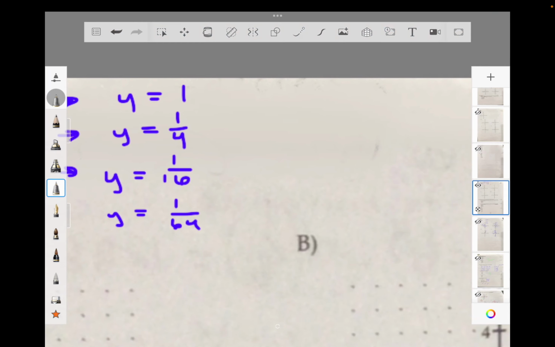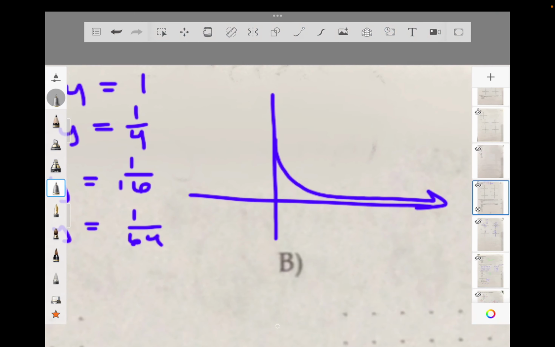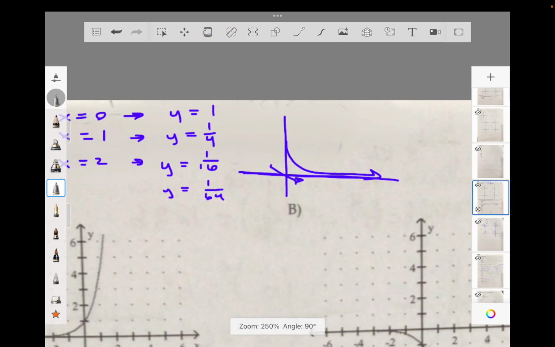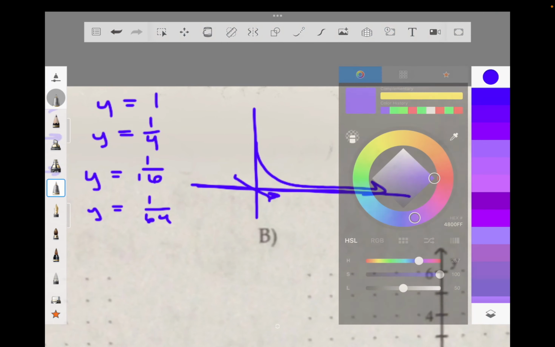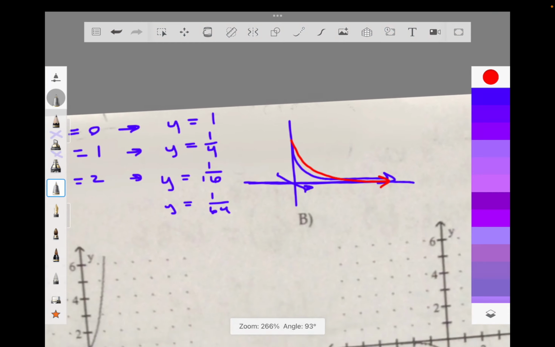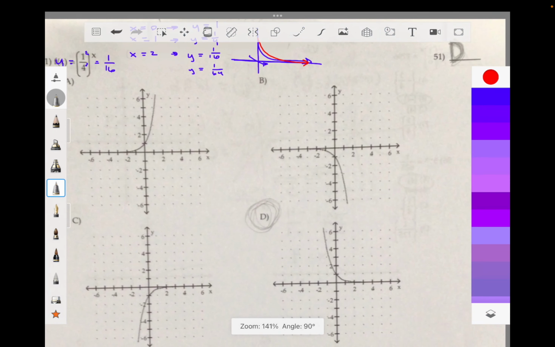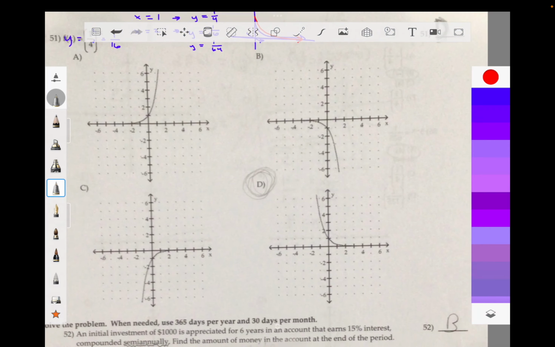So therefore, the graph is going to look something like this, where it's going to plateau towards 0. But it's never going to cross this x-axis, it's going to keep getting closer and closer. So which one? Let me use red. Which graph mimics that sort of getting closer to the x-axis but doesn't reach it? This one.